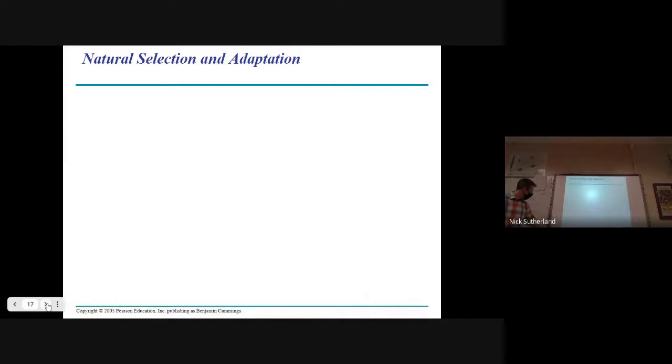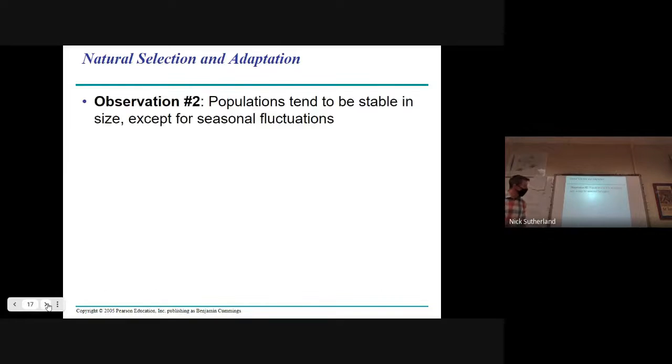Okay? So he saw that that's something that would play out in the natural world if they were all able to reproduce. Observation 2, populations tend to be stable in size except for seasonal fluctuations. So what he's noticed is that in observation 1, if all of those animals were able to reproduce, there would be exponential growth. But then in observation 2 he says, but that's not really what happens. I don't see that. There's not exponential growth in these animals all the time.